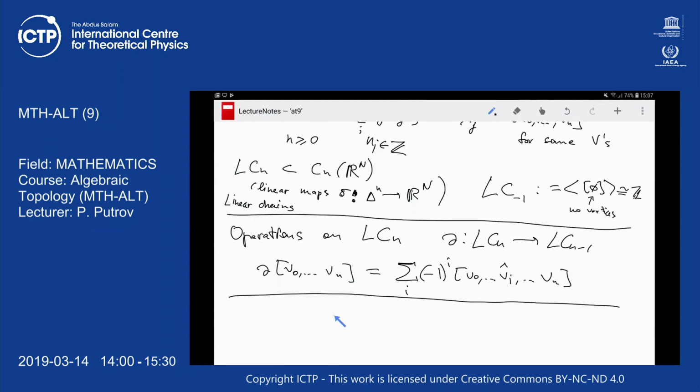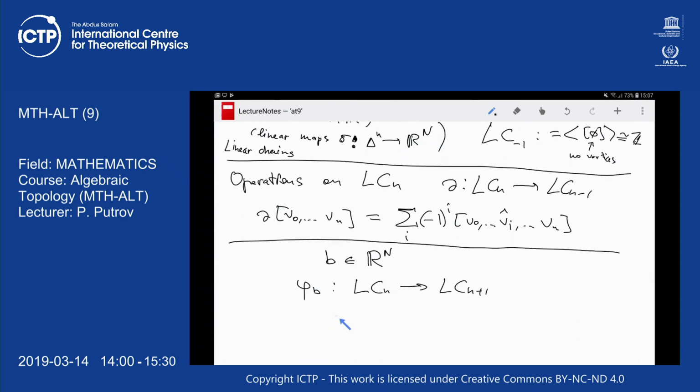Another operation. Let me consider some point B in Rn. Then for each such B, I can define a homomorphism, which I denote by phi B, index B, to be a homomorphism from LCM to LCM plus 1. Again, I need to define it just on an arbitrary generator. An arbitrary generator, I will map to a sequence where I add B.